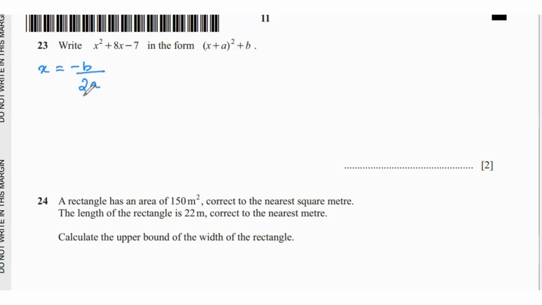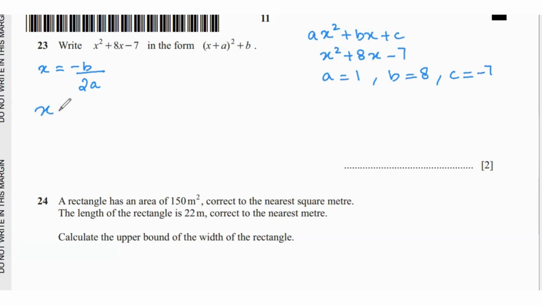Now what's b and what's a? The quadratic equation comes in the standard form of ax squared plus bx plus c. So if we compare our given equation to this one, we can see that a is the coefficient of x squared, b is the coefficient of x, and c is the constant. So a is 1, b is 8, and c is negative 7. If we substitute that, negative 8 over 2 times 1, that gives x as negative 4. So this is our value of a over here, negative 4.